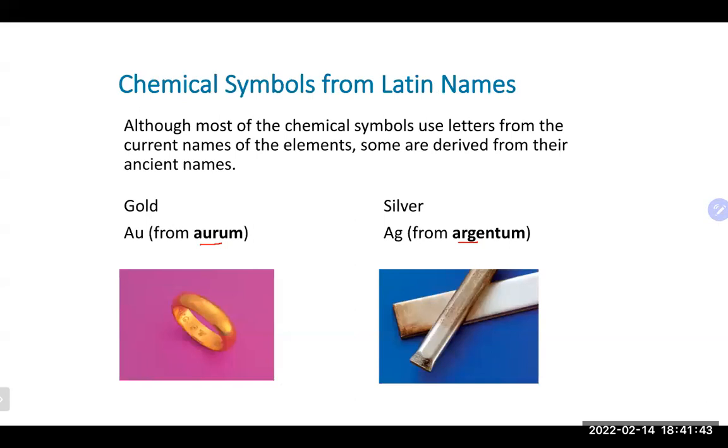All right. As you can see here, as I mentioned before, this is where some of those symbols come from, their Latin roots and ancient names. Why, gold, by the way, is another common one that we see a lot, which is Au is gold.